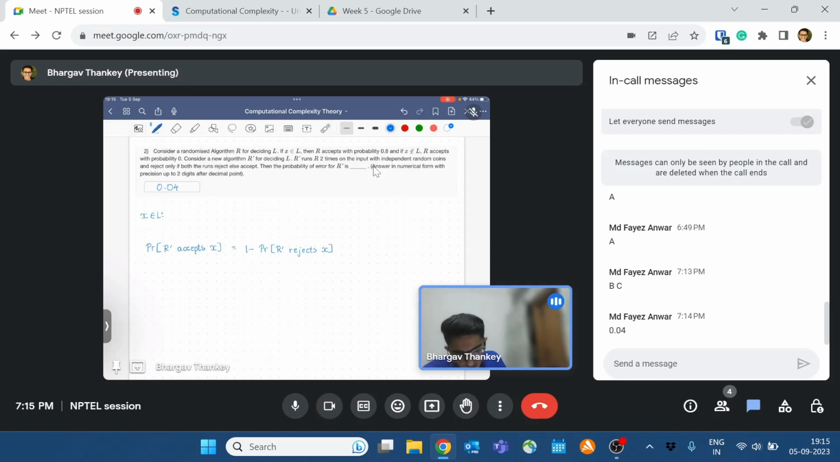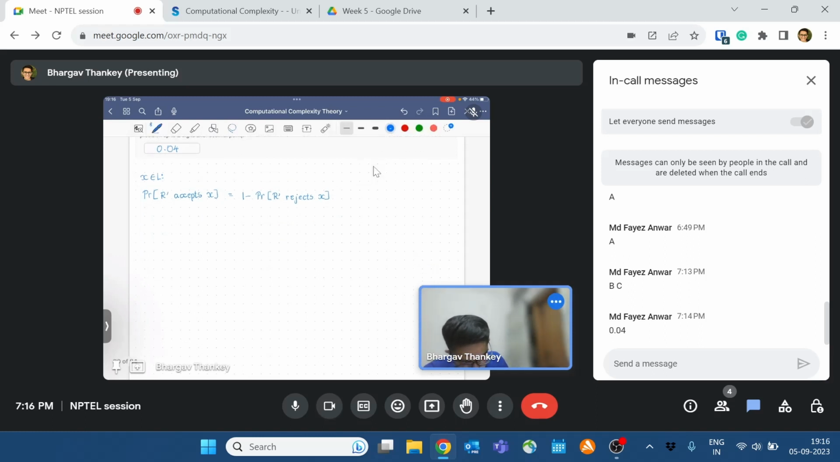So we need to look at both cases: R prime, X is in L and X is not in L. When X is in L, it's equal to 1 minus the probability that the first run rejects and the second run rejects X.